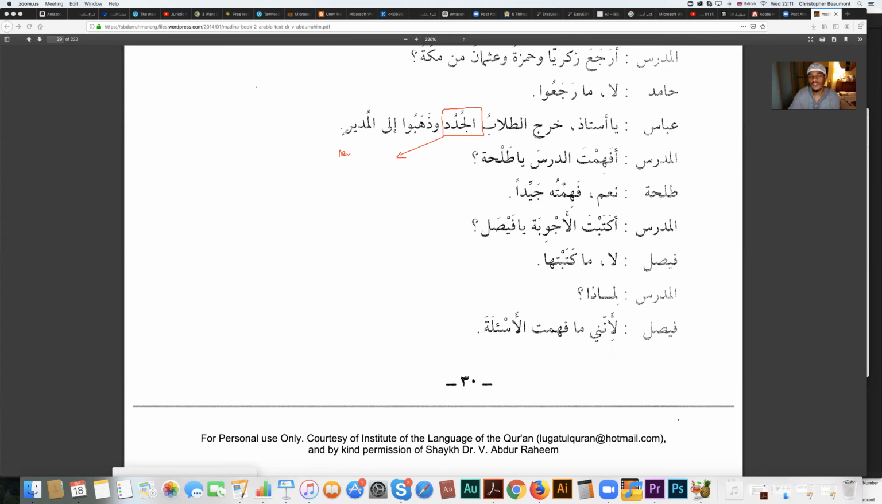Just like jadid means new. However, judud is the plural version of the adjective. Because normally we know to say new, we say jadid, right? We say jadidun. This is new.